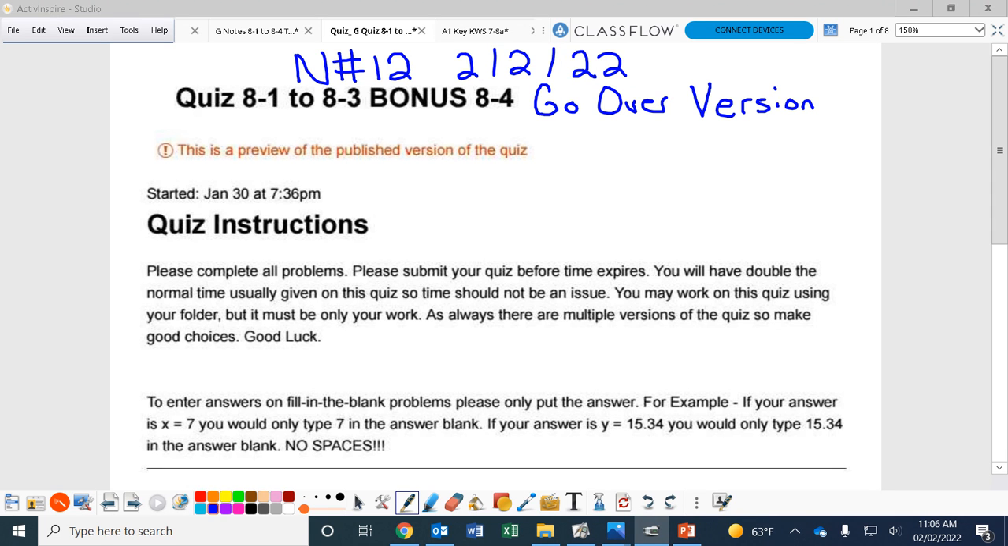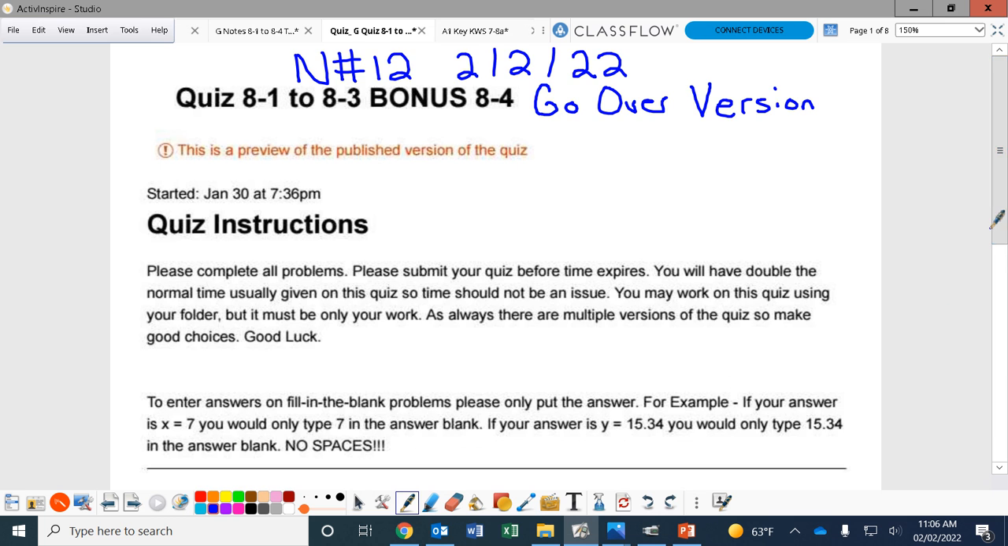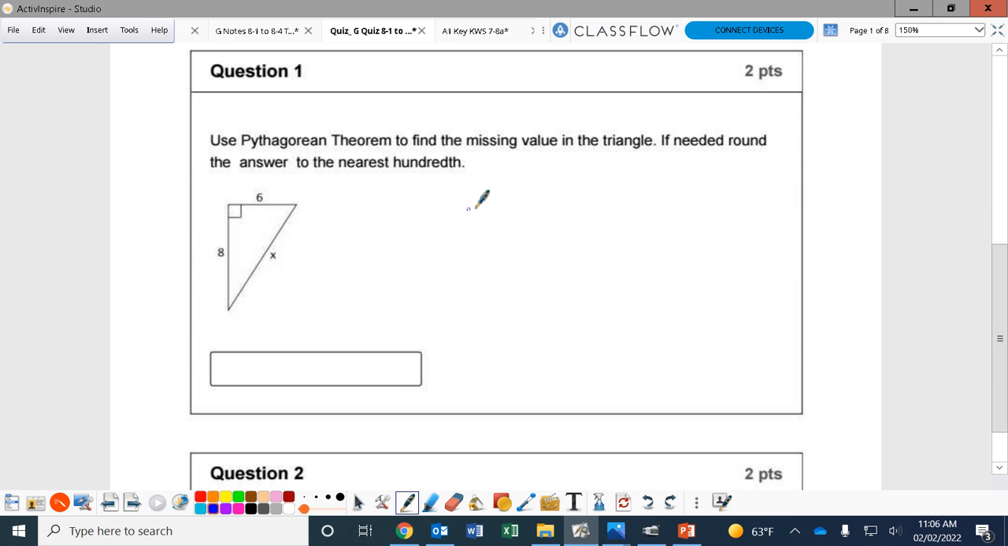Okay, so this was the quiz that we took last Friday. This is just going to be us going over it to make sure you've got this down, and if you have questions, let me know. So this first one's going to be on Pythagorean theorem.